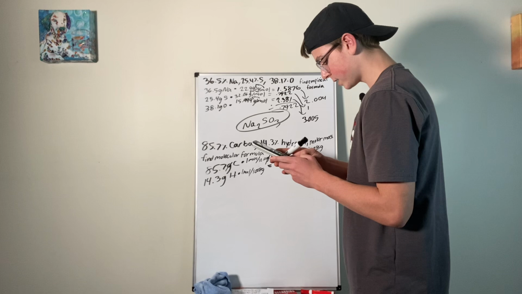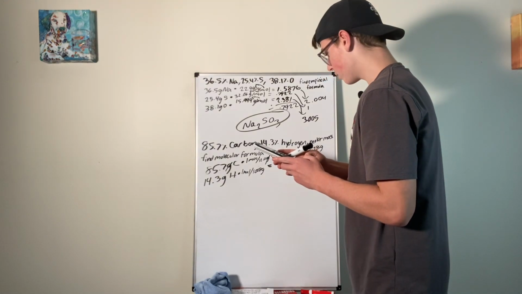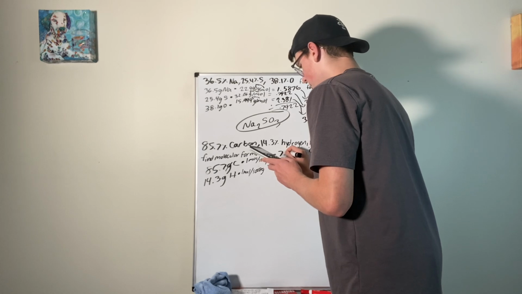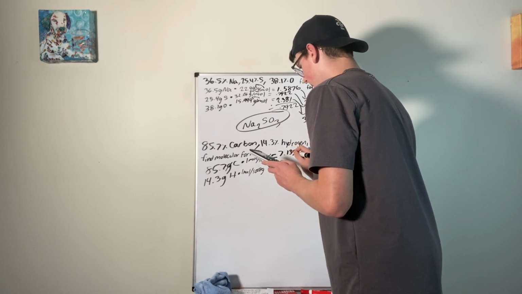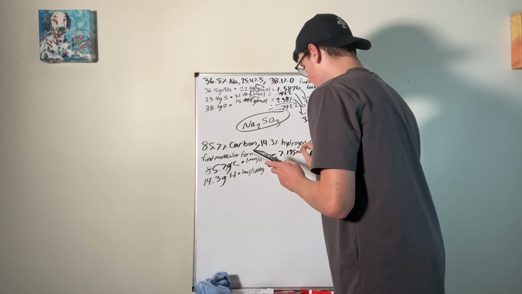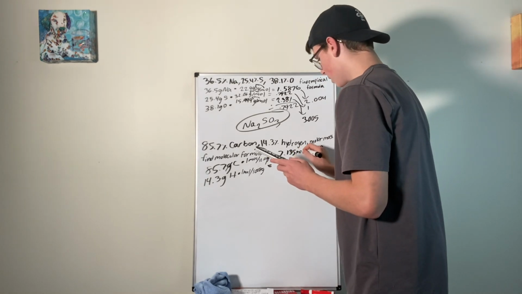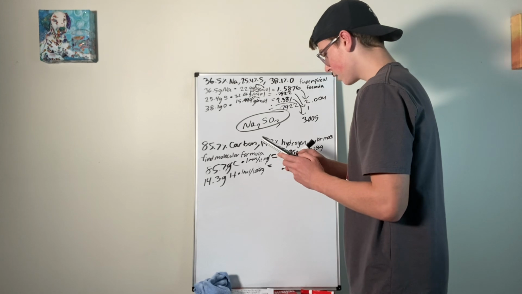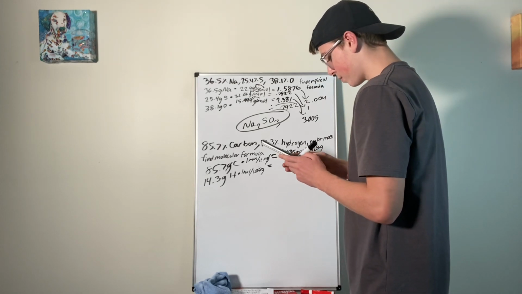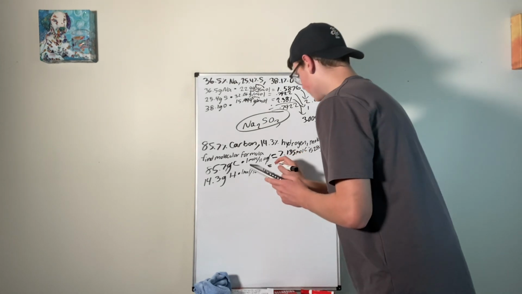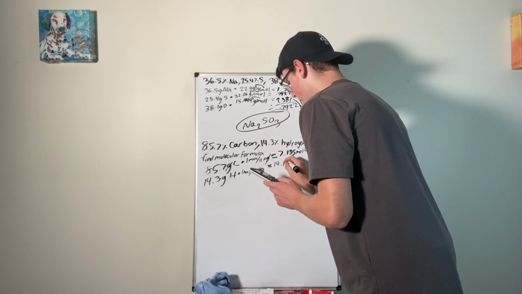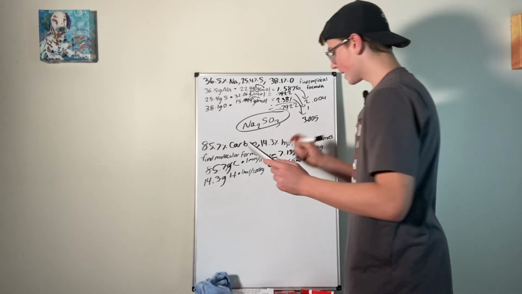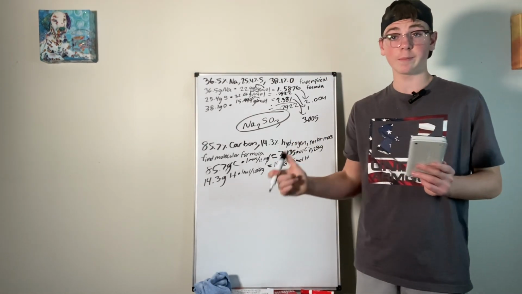So that would give us 85.7 divided by 12.011, which gives us 7.135 moles of carbon. And then we would have 14.3 divided by 1.008, which gives us 14.1865 moles of H. Again, you want to divide by the smaller number.